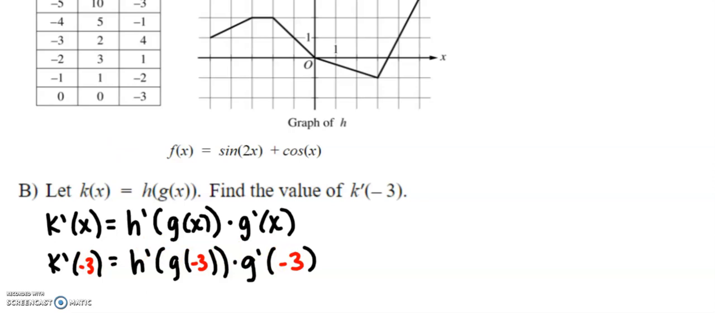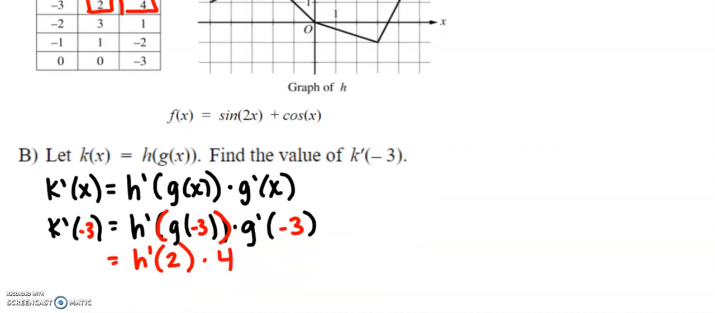And what you want to do is think back to your pre-calculus knowledge and work from the inside out. So you need to find g of negative 3. Well, g of negative 3 is 2. So this becomes h prime of 2. Some of you just multiplied h prime times g of negative 3, but it's h prime of g of negative 3. So think about that composition piece. G prime then of negative 3 is 4.